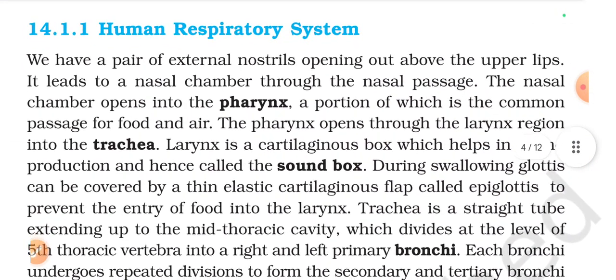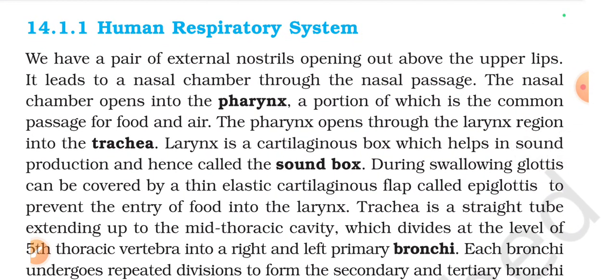Human respiratory system. We have a pair of external nostrils opening out above the upper lips. It leads to a nasal chamber through the nasal passage. The nasal chamber opens into the pharynx, a portion which is the common passage for food and air. The pharynx opens through the larynx region into the trachea. Larynx is a cartilaginous box which helps in sound production, hence called the sound box.